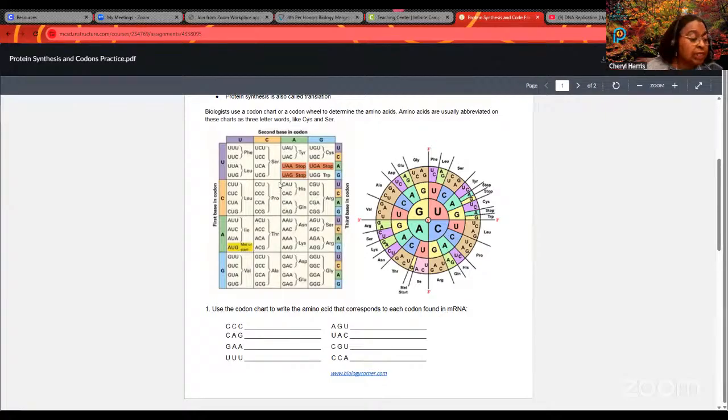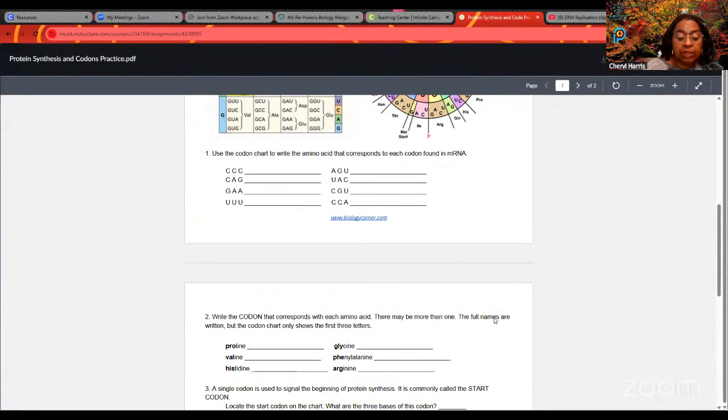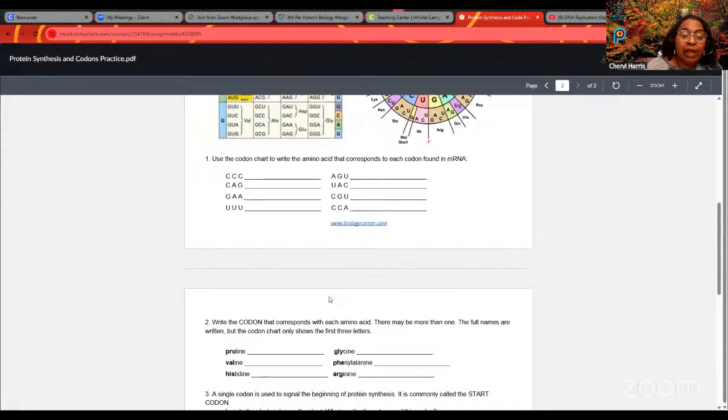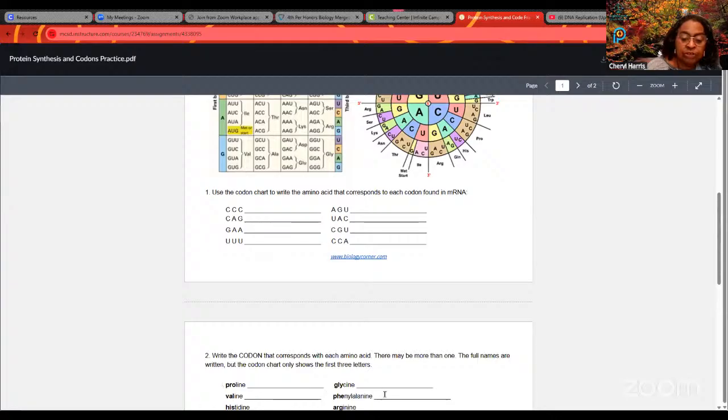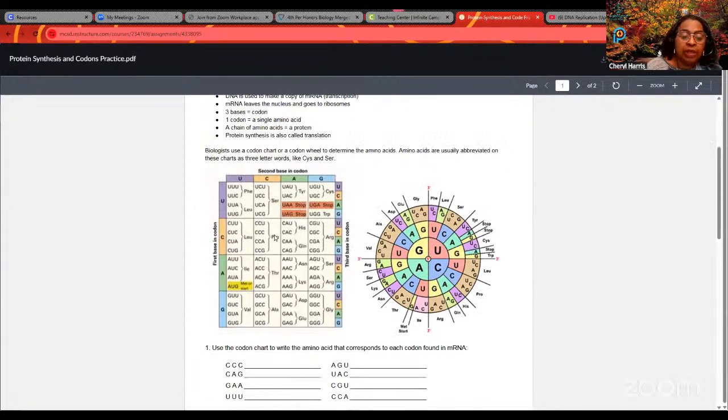Okay, so this is the practice. Now, all we're doing right now is identifying amino acids. When you get to the second part, see down here, they have some of them written out in full. Down here, they want you to go back to the chart, find the initials, and they've highlighted the first three initials here. Go back up here and figure out what would be the three letters that would code for that amino acid.